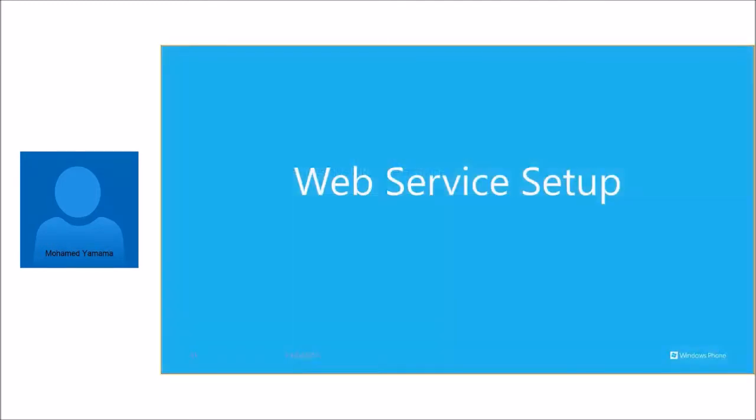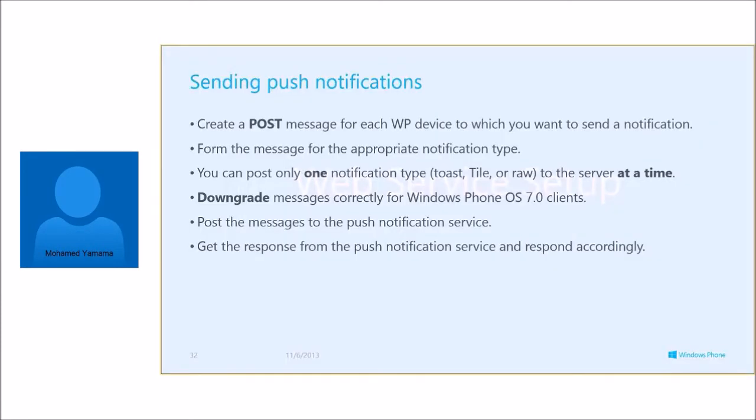What about a web service? Then you need to set up your application to receive the push notification, right? And then moving on to the web service, this is where you send your push notifications. You create a POST message. If you have already worked with web services before, I think these things might be very easy for you. If not, I will just show you exactly what happens. So you create a POST message for each Windows Phone device that you send to.